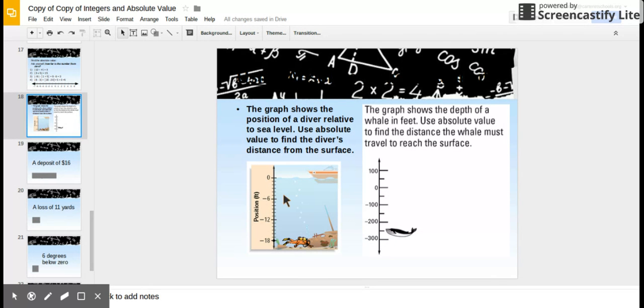All right, so now here the graph shows a scuba diver. He's at -18, but the absolute value would just be 18. Try to do the rest on your own.